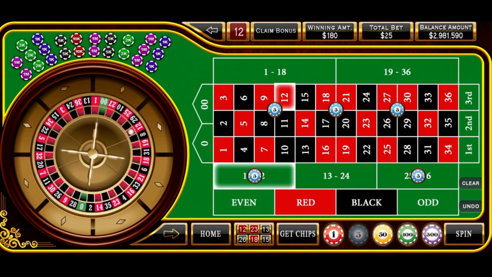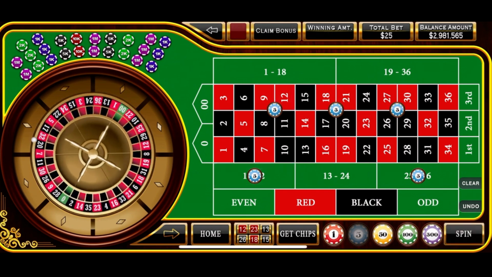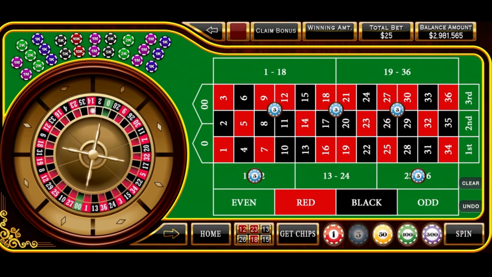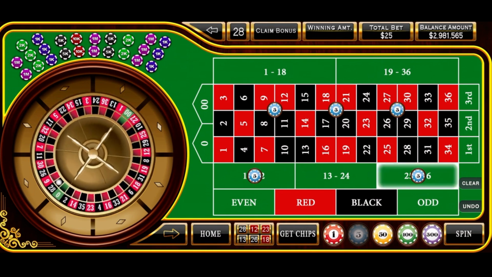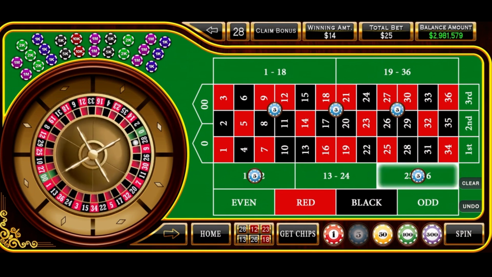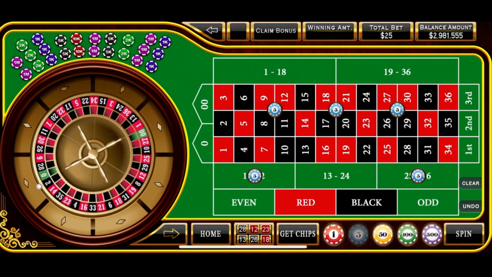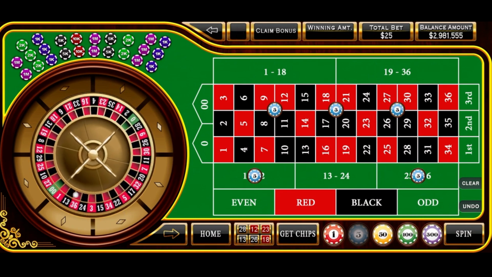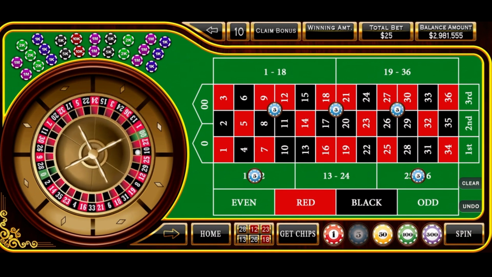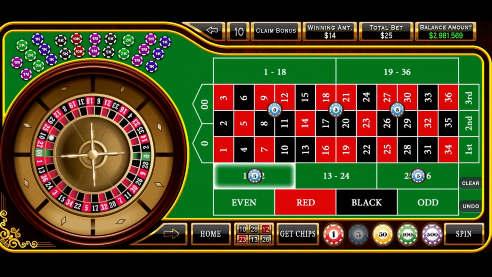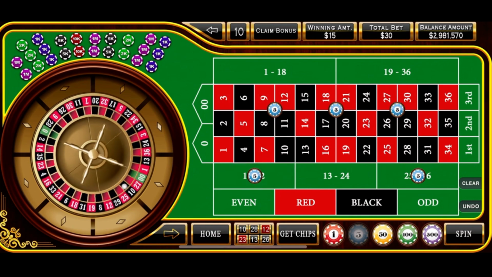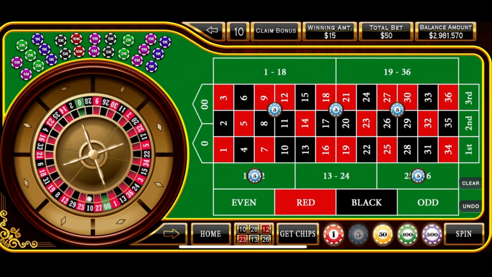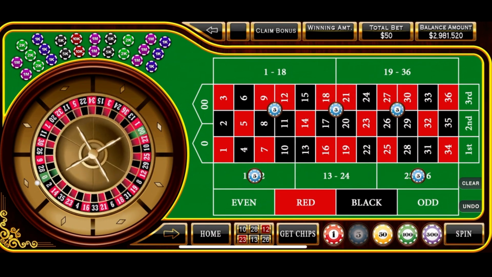$25 bet, and let's spin that wheel. And the number is 28 black. That's a partial loss, and that's our first loss at this level. So we'll stay right here and spin it again. 10 black, that is our second partial loss. So now we'll go up to level 2, and that's $10 on all 5 bets. $50 total, and we're spinning.